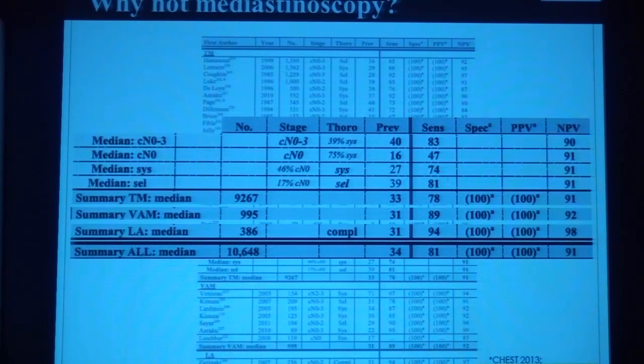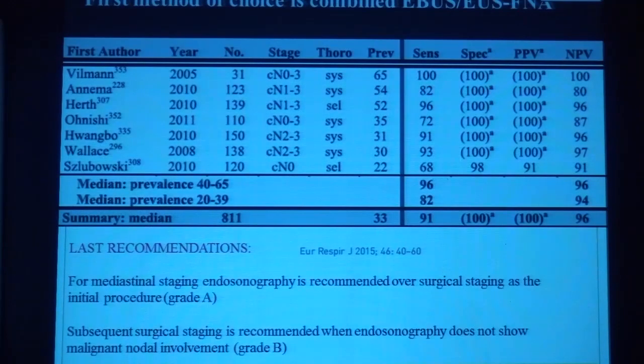Overall, the negative predictive value of mediastinoscopy is around 91%, according to the majority of data gathered from the group of classical mediastinoscopy. So the first method of choice is obviously the combination of EUS and EBUS with a negative predictive value of 96%. And according to the last recommendation from the European Respiratory Journal 2015, this is the first recommended method. It's recommended over surgical staging, grade A, for staging of patients with lung cancer.